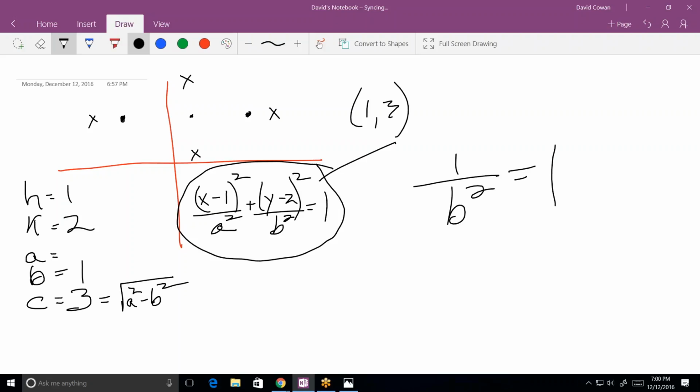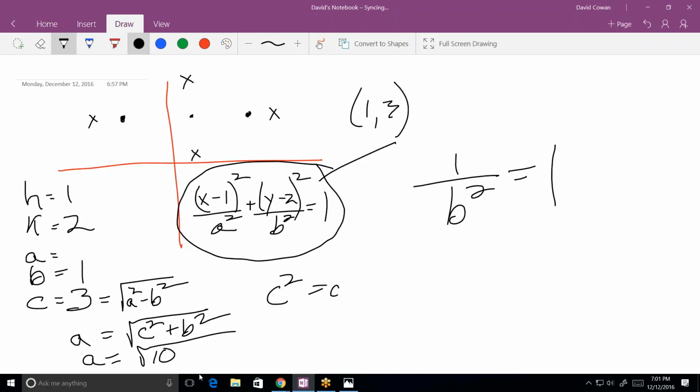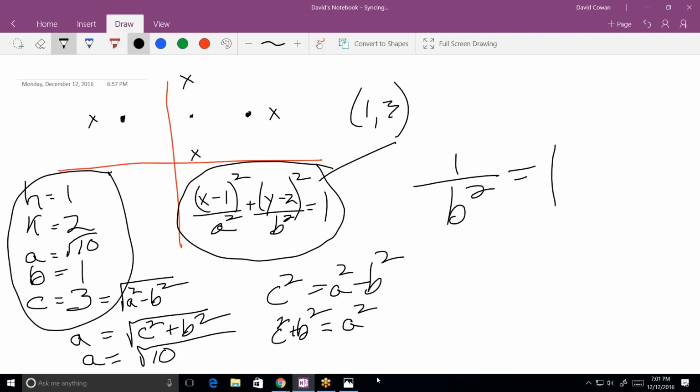Well, I know c and I know b, and then we can solve the rest to find a. A has to be the square root of c squared plus b squared, just manipulating the original. So it would be the square root of 9 plus 1, in other words, the square root of 10. C is equal to this, but A is equal to this. Because C squared equals A squared minus B squared, then A squared equals C squared plus B squared. So A is the square root of 10, and now we have everything you need.